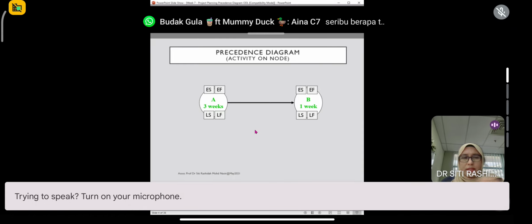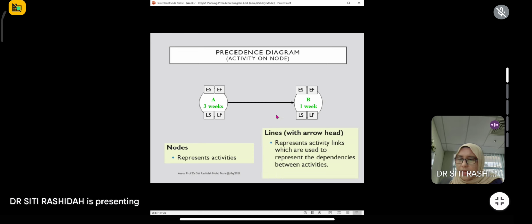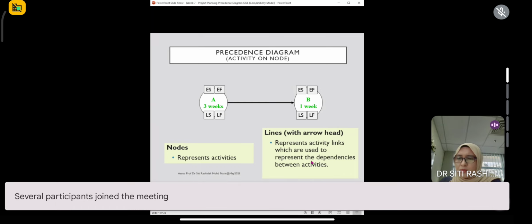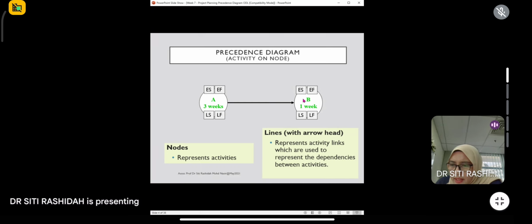Okay, the node here represents the activity and the line here represents the activity link, which is used to represent the dependency between activities. So maksudnya activity B depends on activity A. So sebab tu kita ada arrow dekat sini. Okay, so it shows that B depends on A, ataupun A adalah precedence kepada B.